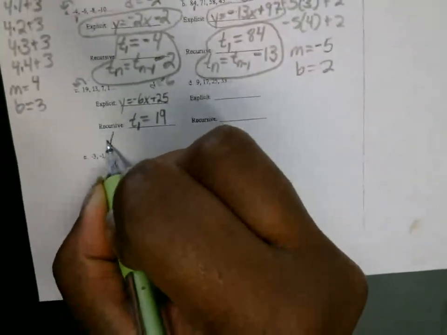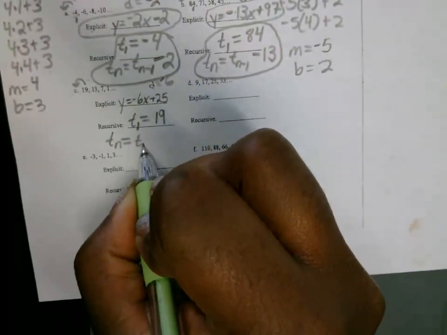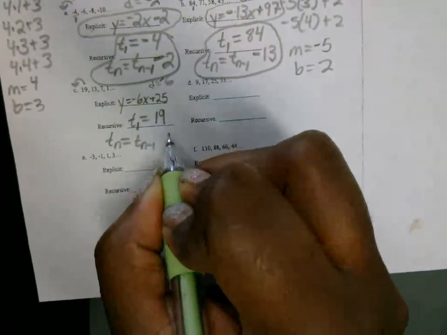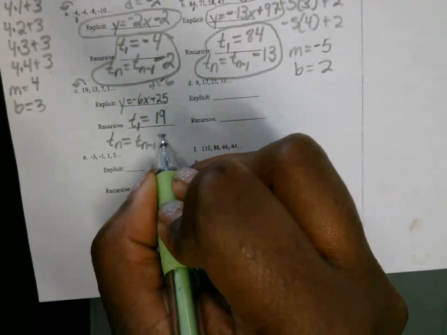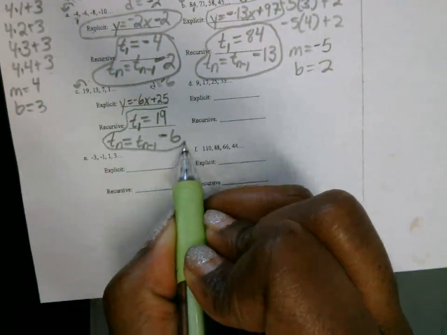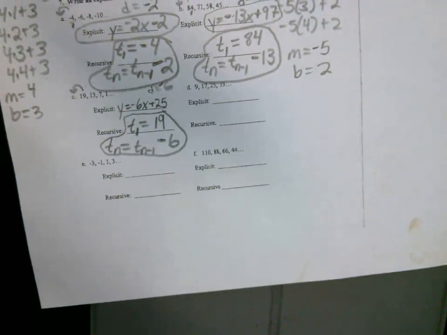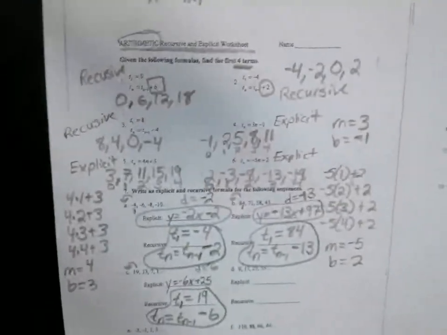So we got T sub n equals what? T sub n minus 1. And what are you doing every time? -6. You're subtracting 6. This is my recursive formula. Raise your hand if you got that right. Perfect. Do the rest of them on your own, please. Questions, comments, or concerns? All right, the rest of it on your own, and this goes down on page what? 15.